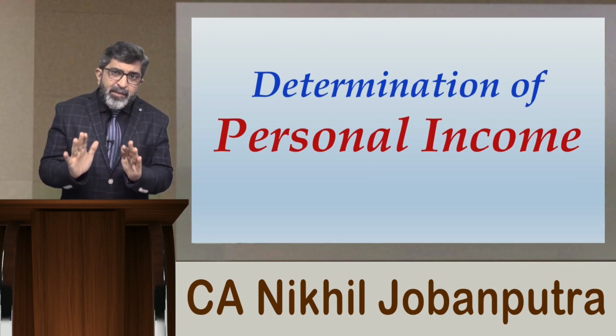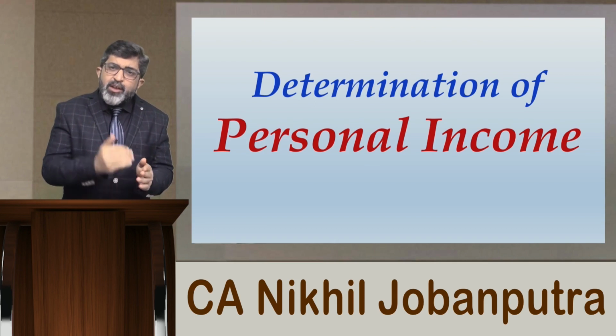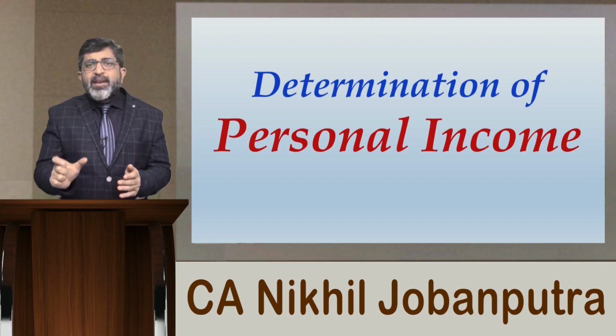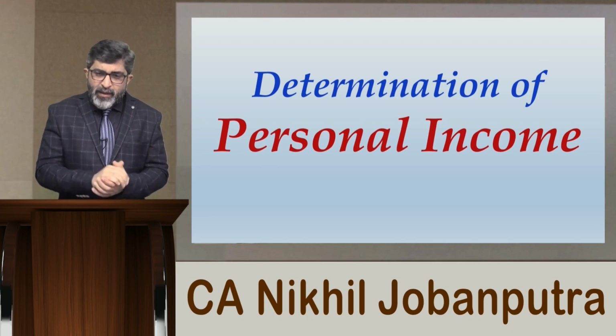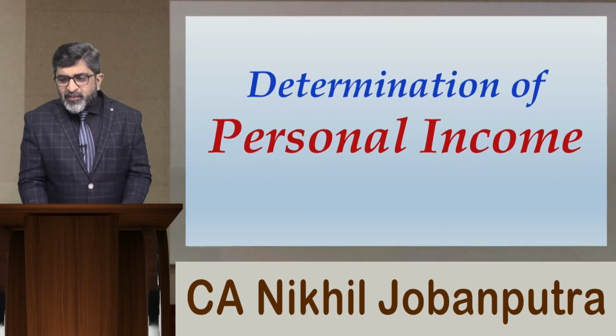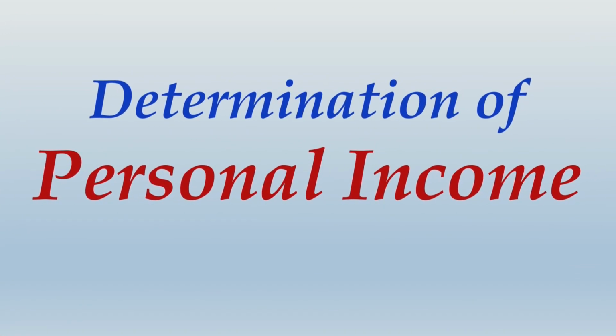All compulsory payments to be made by households to the government you deduct, and then you arrive at disposable personal income. So let's do one thing. Let me give you some notes about this, and then we can start solving questions with respect to determination of personal income and disposable personal income.